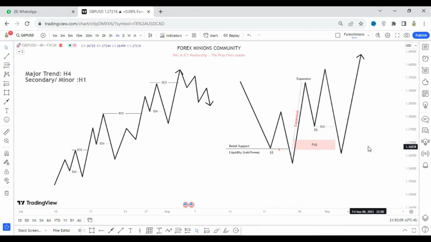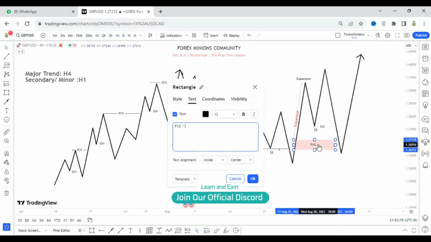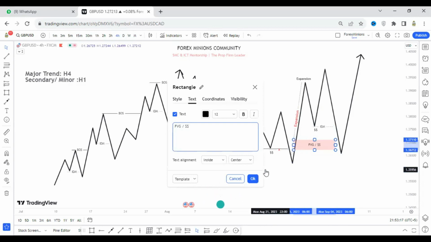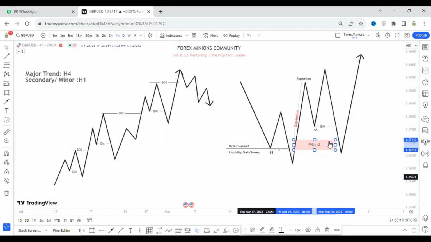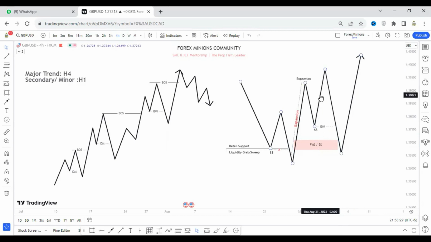So actually, inducement builds the internal liquidity. This is the first liquidity, which is created by the inducement, and this is the second liquidity, which is provided by the fair value gap, because a fair value gap also provides internal liquidity. So when the market came down, took the inducement and moved higher, now this is our high probability setup.